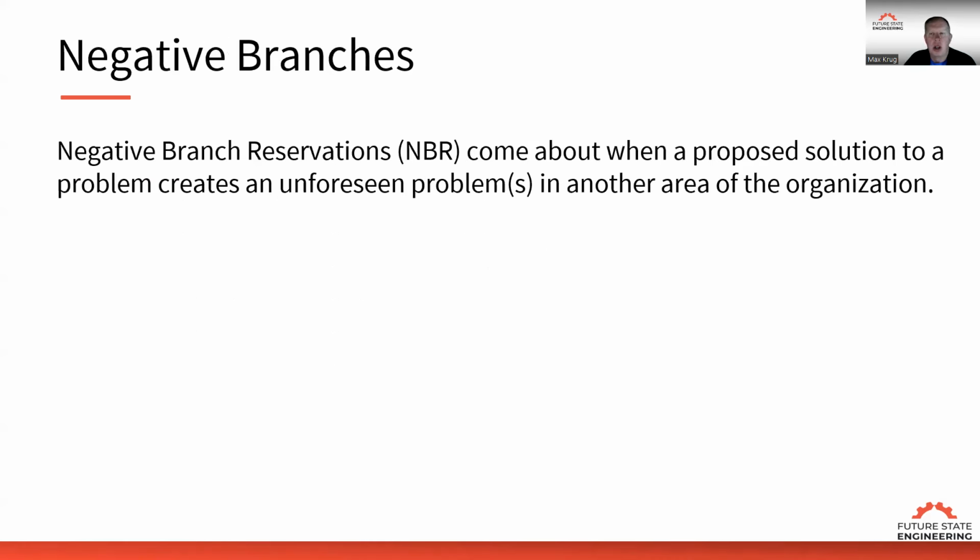So negative branches come about when a proposed solution to a problem creates unforeseen problems in another area of the organization. So if you're not familiar with other areas of the organization and how they're measured and what policies and procedures they have in place, and you propose a solution that's in violation of one of those policies or procedures or goals or objectives, then you get this feedback about yes, but.